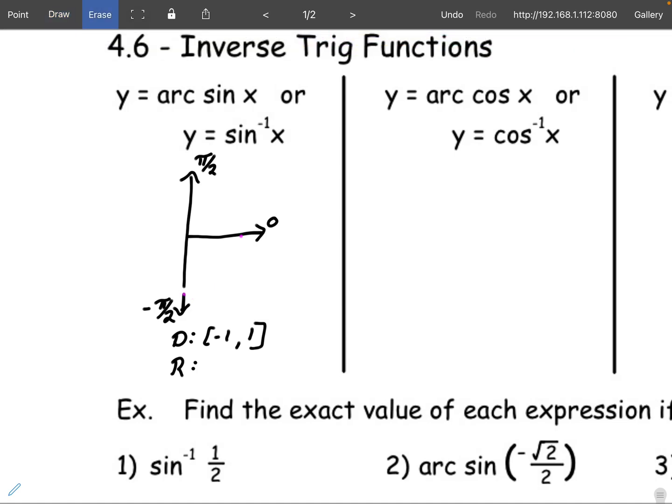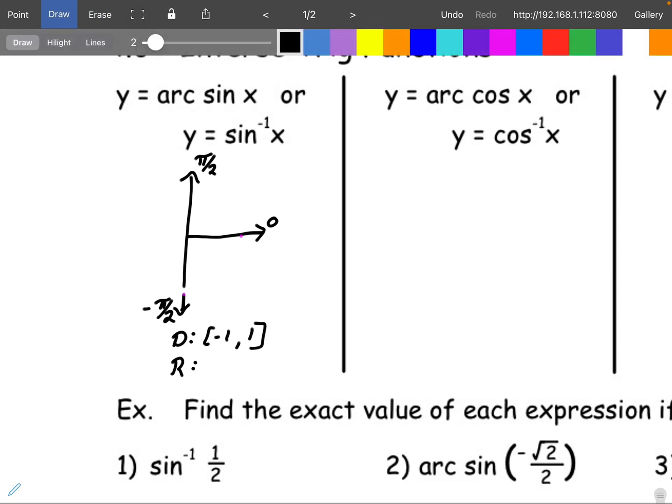So that tells me then that my range is going to go from that negative pi over 2 to positive pi over 2. And then it can be equal to either one. So negative pi over 2 and positive pi over 2 are included. So my range can go anywhere from here to here. All right, so that's inverse sine.